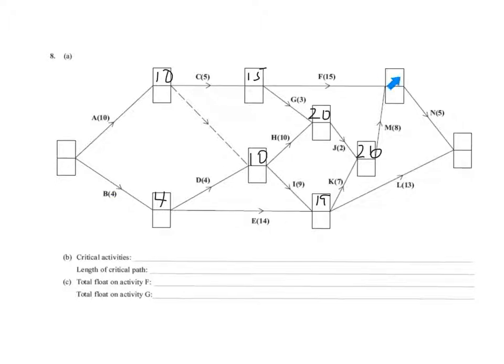At this point here, we've got to choose between 30 days and 34 days. So the earliest time we can get to this point is 34 days. Before that, activity M won't be completed. So at this juncture, we've got to wait for 34 days. And then finally, the very end point, we've got a choice between 39 and 32. So the earliest time we can get to this point is 39 days.